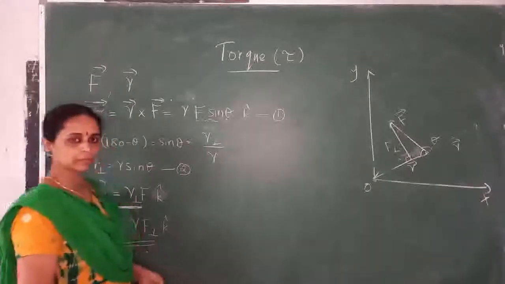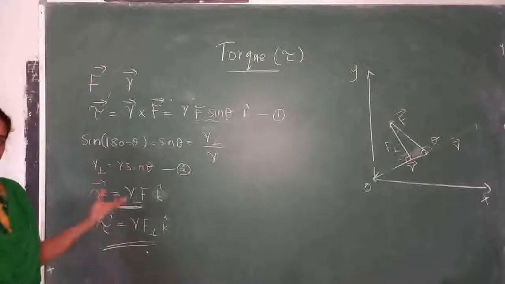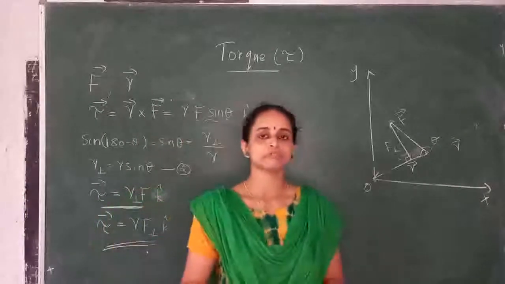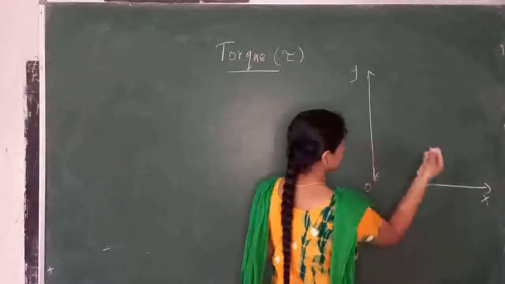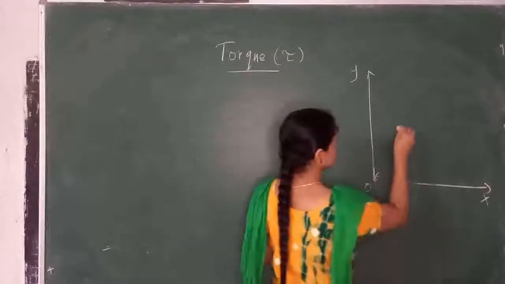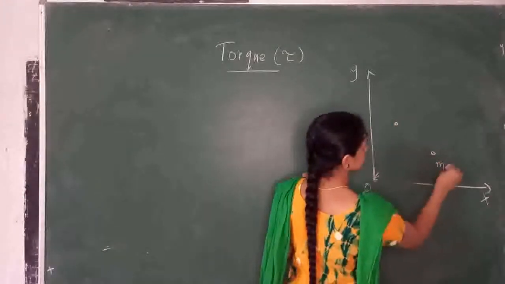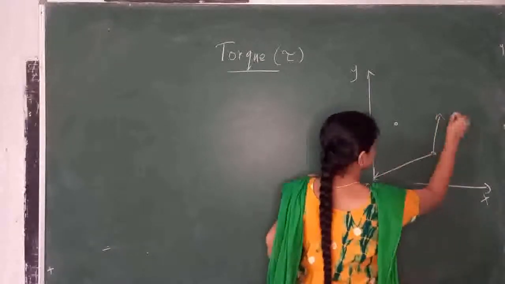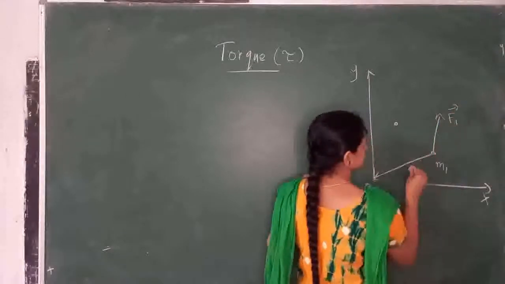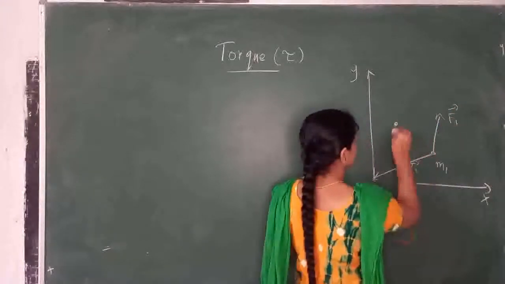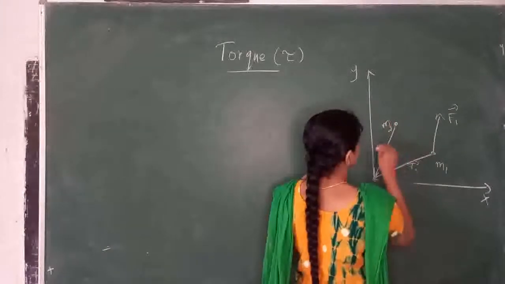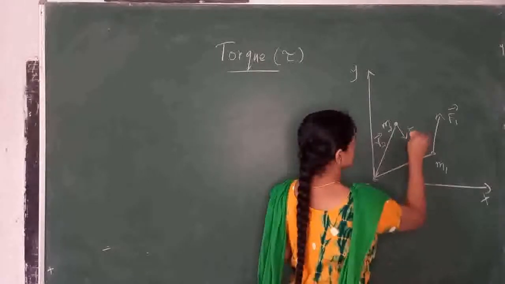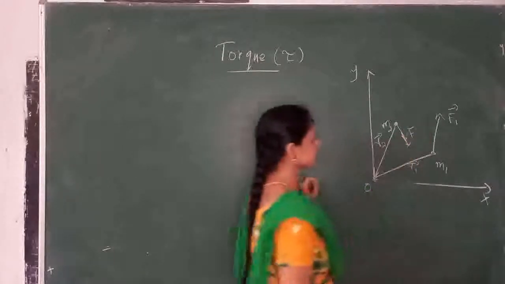As in the case of angular momentum, we have done the same approach to visualize the angular momentum. So we can use the same approach here to visualize the torque. We can consider two particles, like some m1 particle is here. Force acting on this particle is F1. This is R1. Another particle here, that is m2. This is R2. Force acting is in this direction. This is the force, F2.